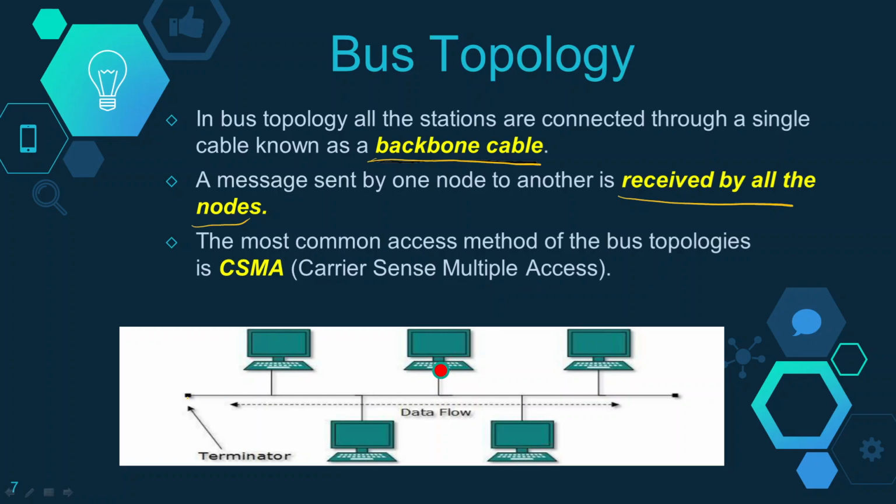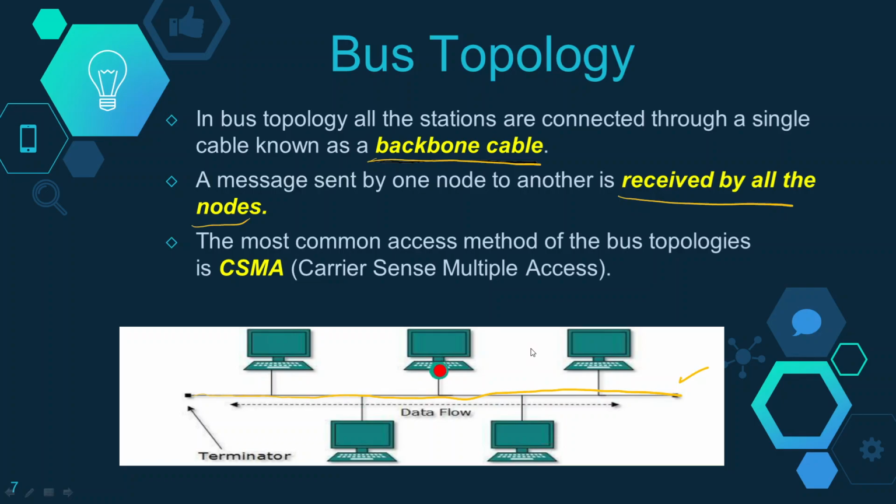So here we can see that we have a single communication line, this one, and different computers are connected to this single line. It is known as the backbone cable or backbone line. Now, how do the computers communicate in a bus topology? Let's suppose this computer wants to send a message to any of these computers on the bus, the message is received by all the computers. As we can see in the animation, the message is replicated to all the nodes.